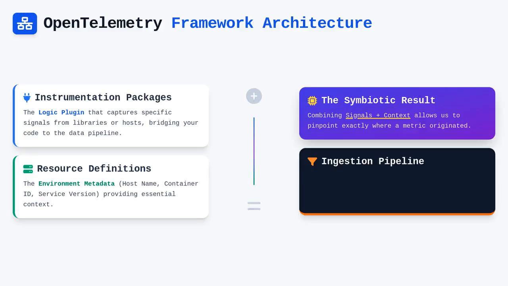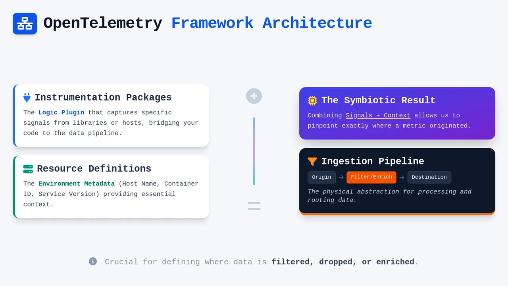The ingestion pipeline acts as the physical abstraction that processes these contexts, moving data from the point of origin through various intermediate processors before reaching its destination. Understanding this movement is crucial because it allows you to define where data should be filtered, dropped, or enriched with additional metadata before it is stored.